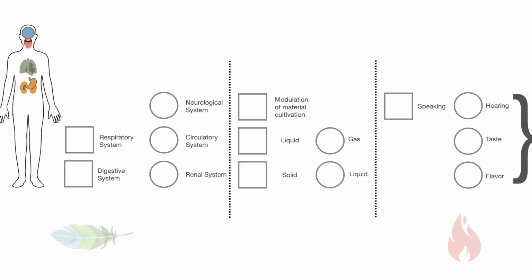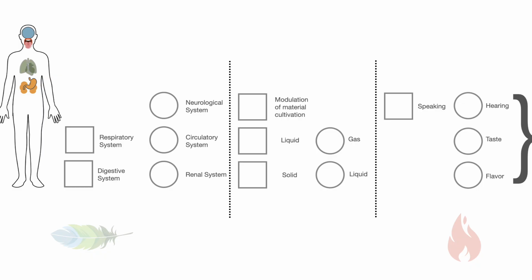And then we've got modulation of material cultivation. I think that should actually be in the inner structure, sorry. And then we've got liquid made. And then we've got speaking, which is a sensory design that's going out of the body. So it's this type of sensation that's going through the outer structure of a body to share with the world around it.